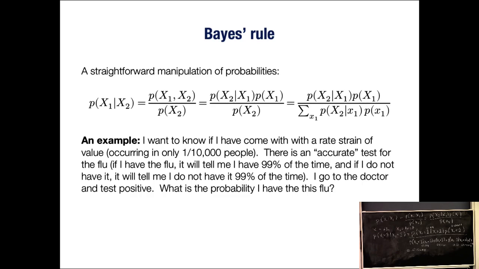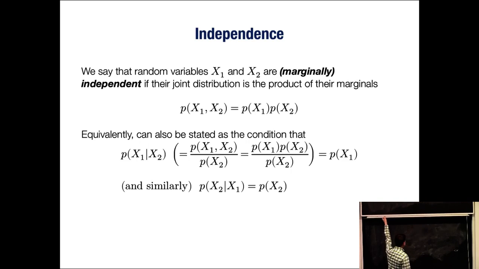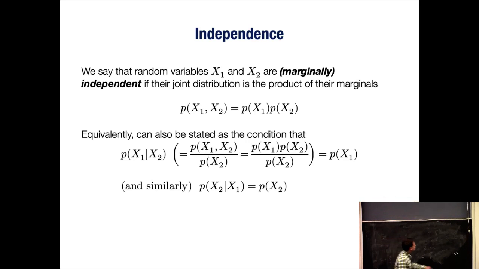All right. Now let's talk about independence. Independence is going to play a really key role through a lot of the rest of this lecture, so I want to spend not too much time on it, but just give the definitions here. We say that x1 and x2 are marginally independent if the joint probability of x1 and x2 is equal to the product of the probabilities of x1 and x2.